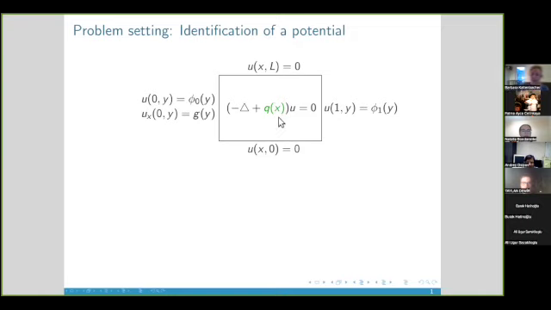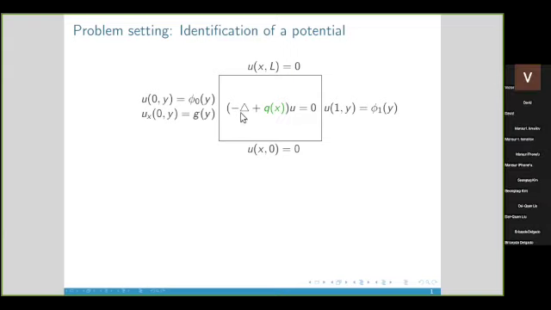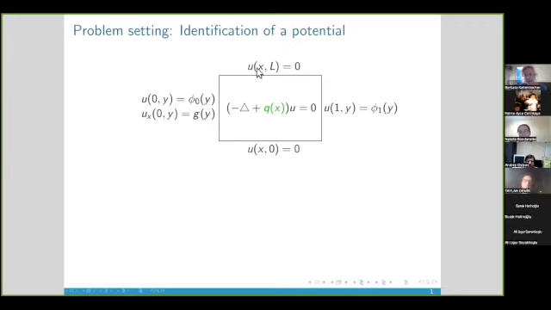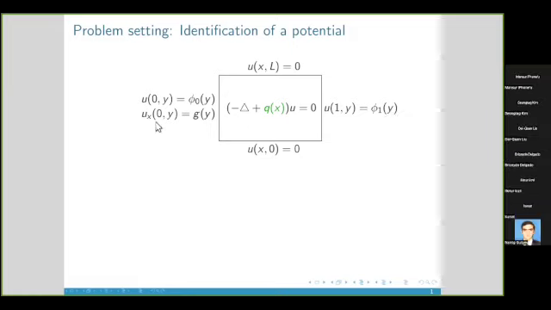Of course, u depends on x and y, and it satisfies this PDE: minus Laplace u, which is minus uxx minus uyy. We have Dirichlet boundary conditions. For simplicity, on these two boundary parts, they are just simply zero. On the other parts, the boundary conditions are given functions phi 0 and phi 1 of y. And then you see we have an additional boundary condition on this part of the boundary here.